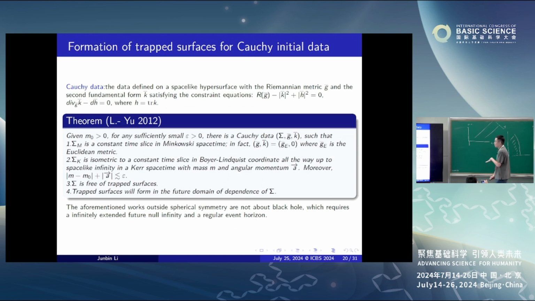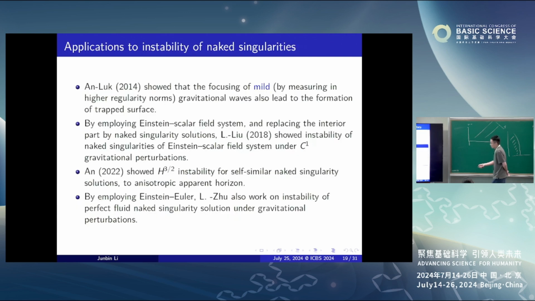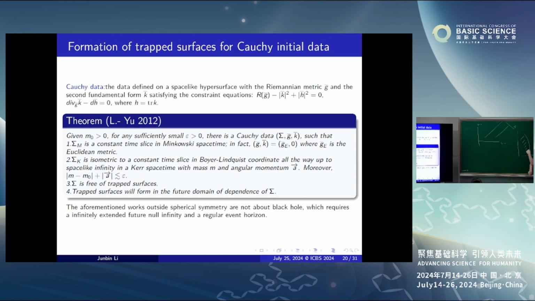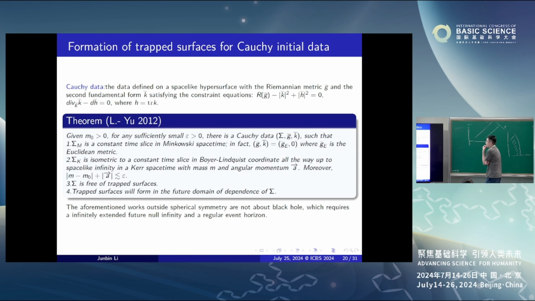After Christodoulou's work, we want to construct a space-like Cauchy data instead of characteristic data. The difficulty is that space-like Cauchy data is a three-dimensional manifold with a Riemannian metric g and a second fundamental form K. They are not free. They should satisfy the constraint equations, a nonlinear elliptic equation.